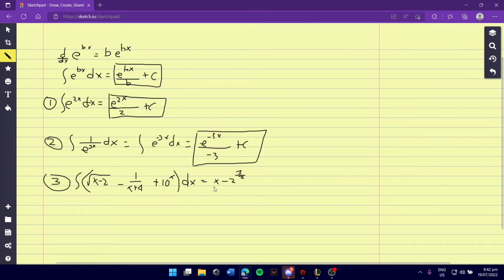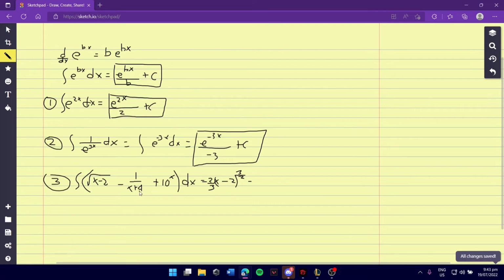So the 3 halves here, if you bring it to the numerator, you divide by 3 halves, so we take the reciprocal. So this will become 2/3. This will become 2/3 x, then 2/3 x minus 2 raised to 3 halves.